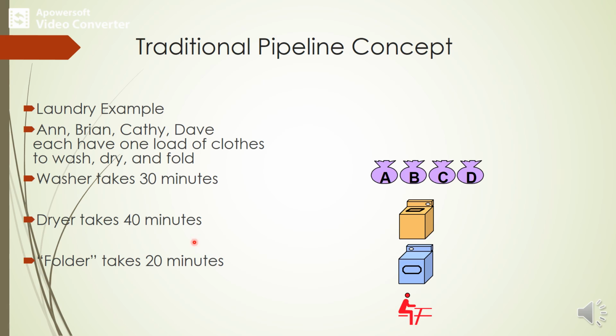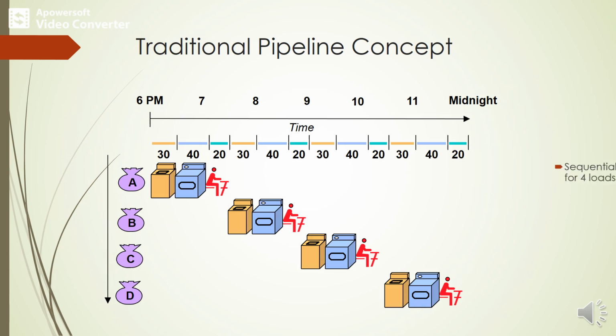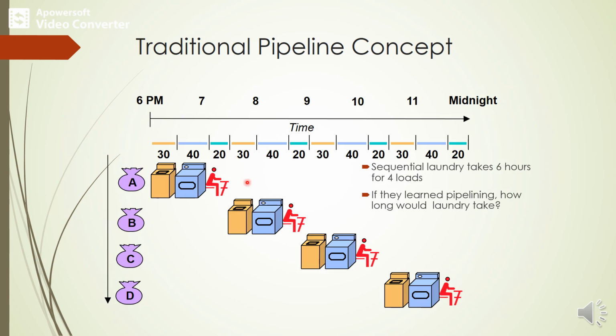So in the traditional approach, in order to complete all the operations, we need to consider 30 plus 40 plus 20 minutes. Here the sequential laundry takes around 6 hours for 4 loads. If you perform the operations sequentially, one after the other, the laundry will take around 6 hours for 4 loads to complete the wash, dry, and folding tasks. If they learn pipelining, we can consider how long the laundry would take to complete all the operations.